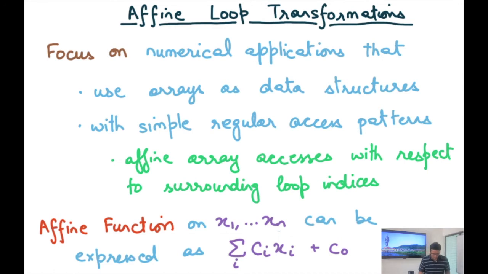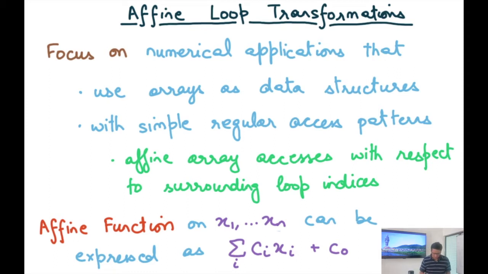We have seen matrix multiplication and how its performance can be improved by improving the locality, and we also talked about parallelism a little bit. In the next few modules, we are going to focus on affine loop transformations. So what do I mean?